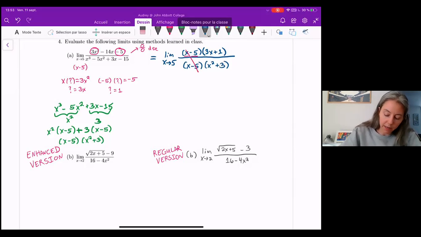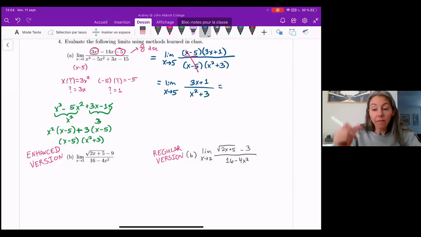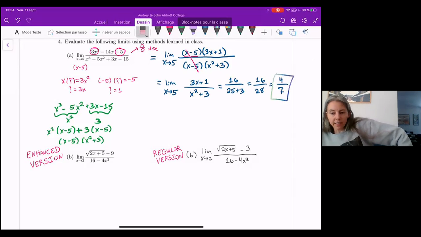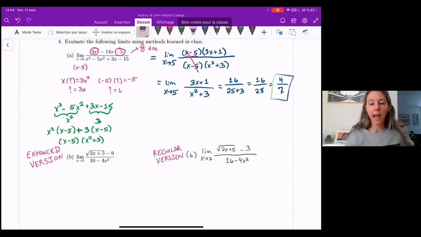We can cancel those x minus 5s out, and we'll have the limit as x approaches 5 of (3x plus 1) over (x squared plus 3). And now I can plug in 5 again because I canceled out my x minus 5s, and I get 16 over 25 plus 3, which is 16 over 28, which is 4 over 7. And that is my final answer here. So 16 over 28, if we divide 16 by 4, we get 4. If we divide 28 by 4, we get 7. So it reduces to 4 over 7.